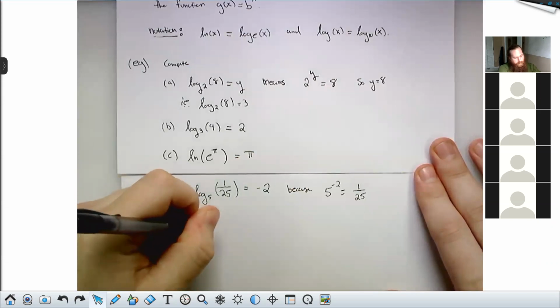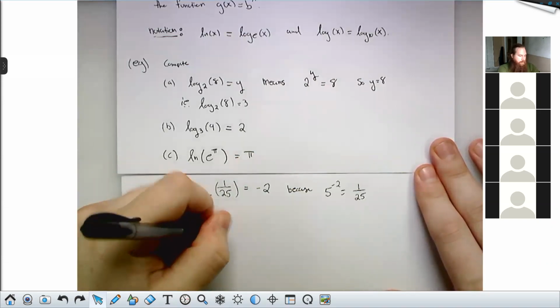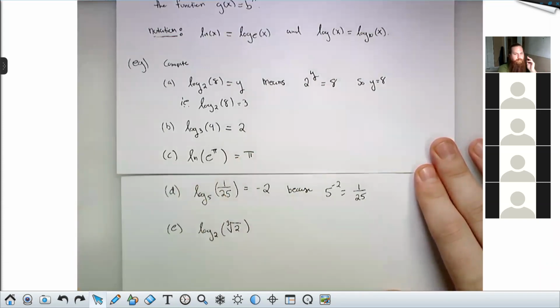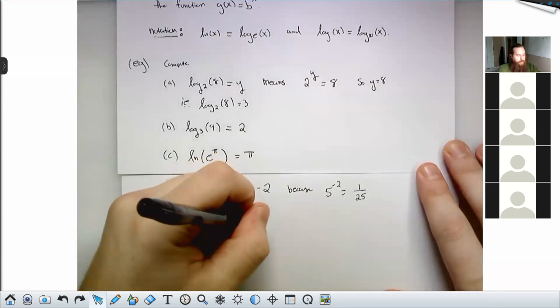What about the base 2 log of the cube root of 2? To what power must I raise 2 in order to get the cube root of 2? Good, 1/3.